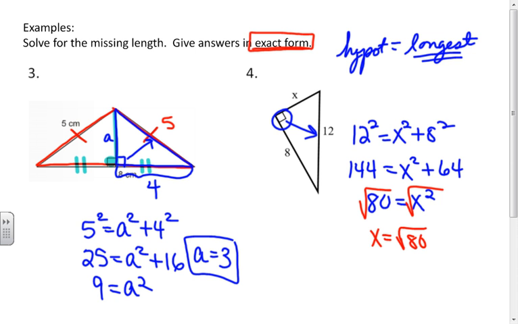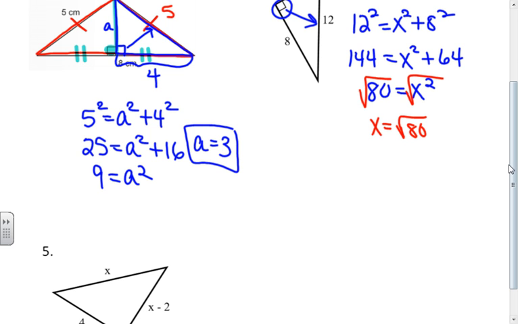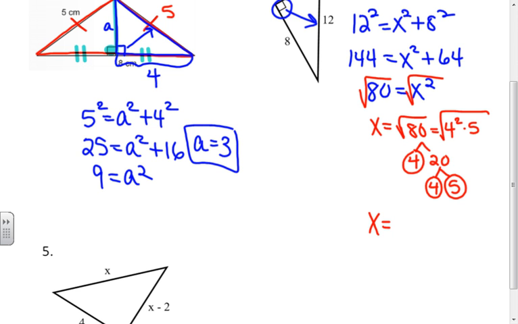Now, do I have all of the perfect squares out of that? Well, I know it's 4 times 20. There's a perfect square. I know 20 is 4, perfect square, times 5, prime number. So I really have 4 squared times 5 is 80. So x is the square root of 4 squared, 4 left over is 5. That is the exact answer that we are expecting.